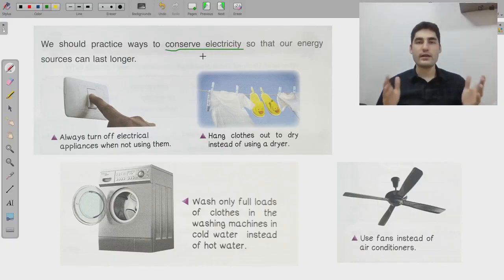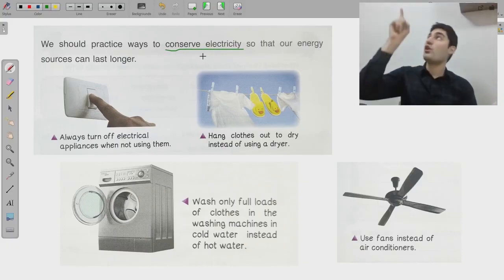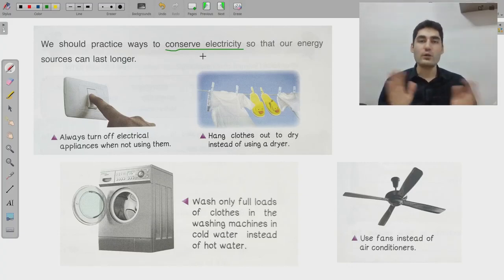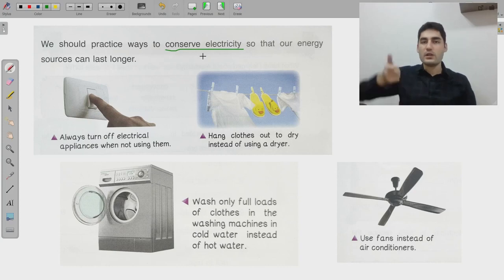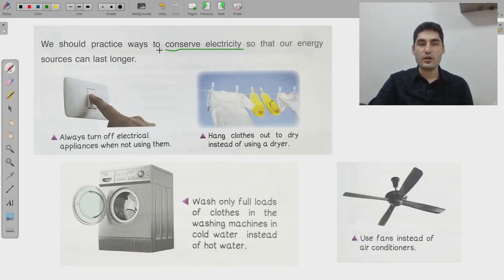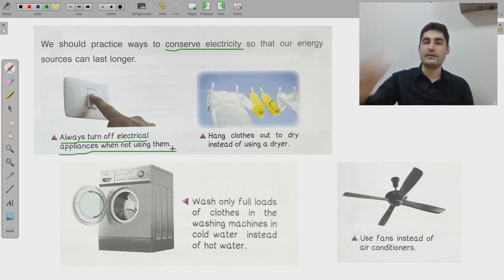Don't use it. For example, when I sleep, I turn the lights off. I don't need lights when I sleep, right? Like this, I save electricity. Or TV. When you watch TV, if you are not watching TV, if you're playing with your phone or something, turn off the TV so you can save electricity, conserve electricity.